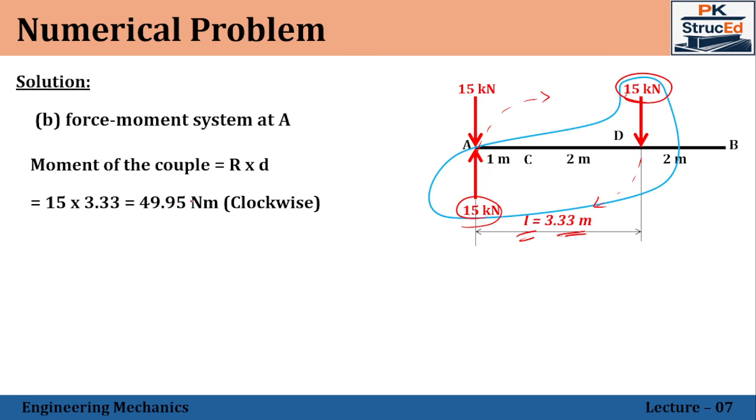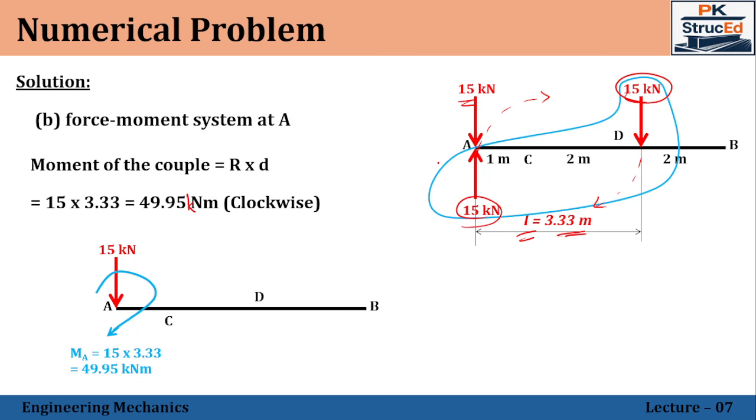Okay. So unfortunately this has to be kilonewton. Right. So representing that one, the remaining is only this 15 kilonewton. So you can produce that one. So 15 kilonewton and these two have been replaced with a clockwise couple of 49.95 kilonewton meter.